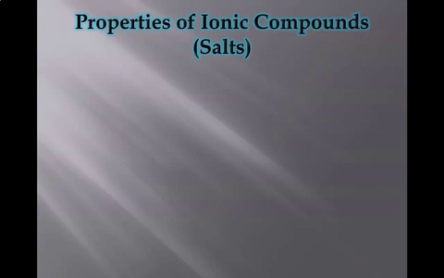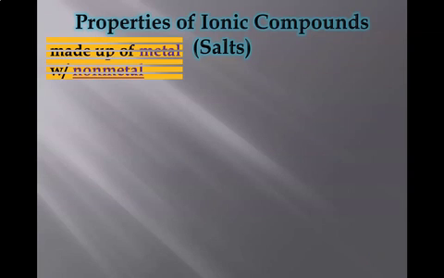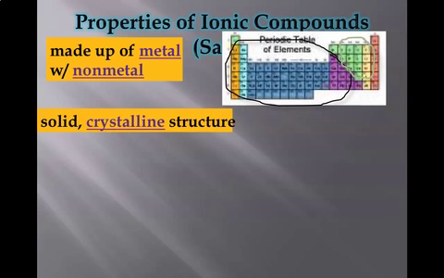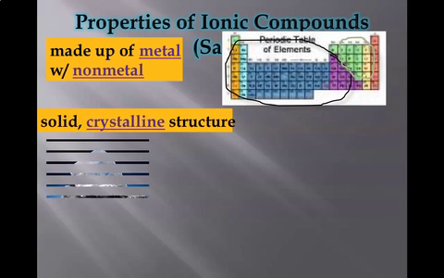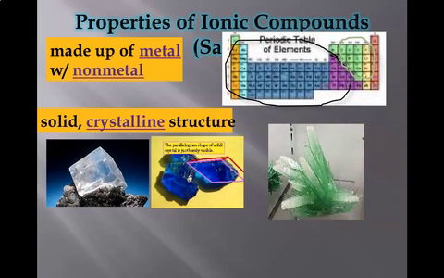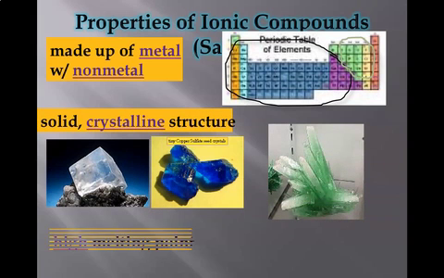Some properties of ionic compounds, which again sometimes we just call ionic compound salts, are that they are made up of a metal with a nonmetal. So we take our metals on the left and combine it with our nonmetals, which are on the right of the staircase. It's a solid crystalline structure. Okay, those are all crystals and all examples of salts or ionic compounds.